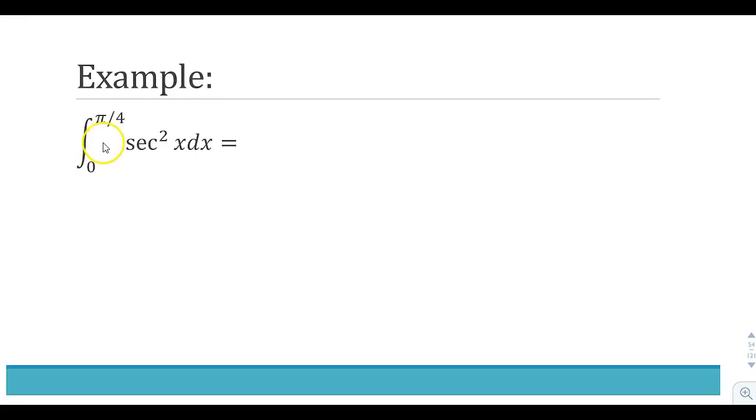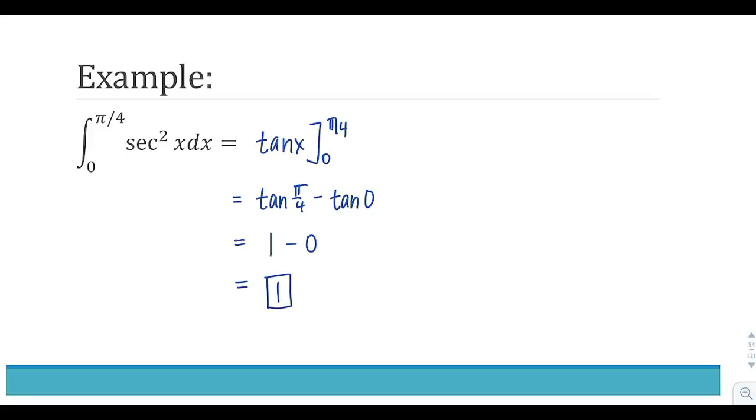In this example, the integral from 0 to pi over 4 of secant squared x dx. The antiderivative of secant squared is tangent x, evaluated from 0 to pi over 4. Notice I did drop the integral sign because I've taken the antiderivative, and now I substitute in pi over 4 minus tangent of 0. Tangent of pi over 4 is 1, tangent of 0 is 0, so my final answer is 1.